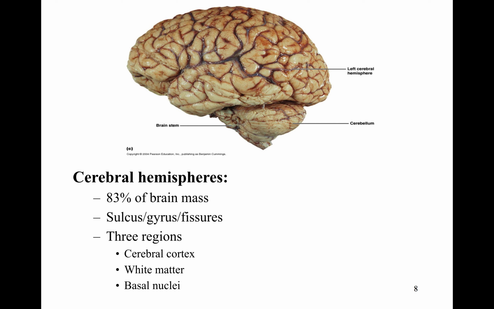On the outside, the cerebral hemispheres have a couple of important structures. They have these elevated ridges, which are known as gyri. The shallow grooves separating these elevated ridges are known as sulci. And some of the deeper grooves are known as fissures. So the elevated ridges are gyri, the shallow grooves are sulci, and the deeper grooves are fissures.